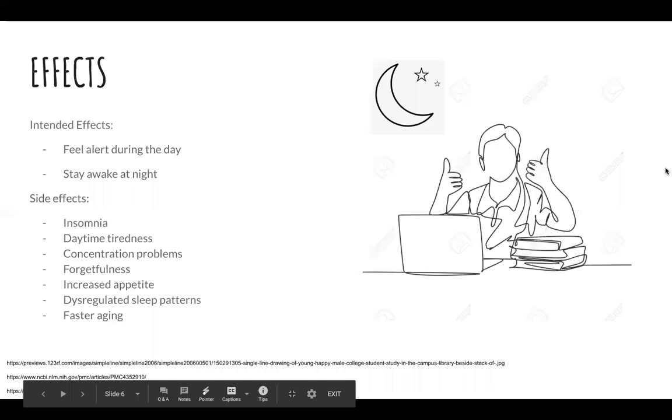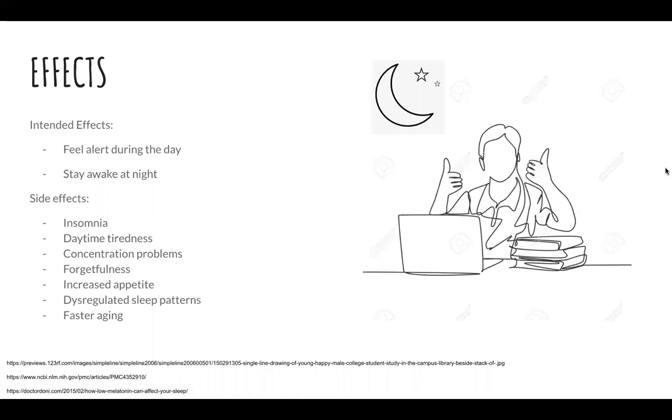And so the effect of this is that the person who takes Insomnidone will feel more alert during the day, and if they take it at night, it'll help them stay awake at night. However, there are a few side effects. It could disrupt their sleeping patterns, so it may cause insomnia or daytime tiredness. It may cause concentration problems, forgetfulness, and increased appetite, dysregulated sleeping patterns, and faster aging.